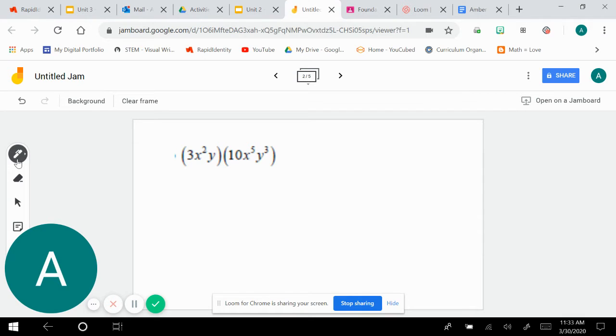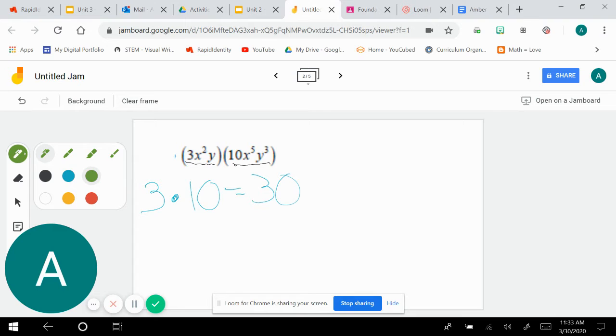So right here, I have 3x squared y, and then 10 x to the 5th, y to the 3rd. I like to go ahead and label what things can be multiplied or combined. I know 3 times 10 goes together because they're coefficients, and that gives me 30. Now I'm going to do my x's because they are the same. So I'm going to do x squared times x to the 5th. Now remember, when we looked at the beginning slide, when we're multiplying, we add our exponents. So that is the same thing as 2 plus 5, which is x to the 7.